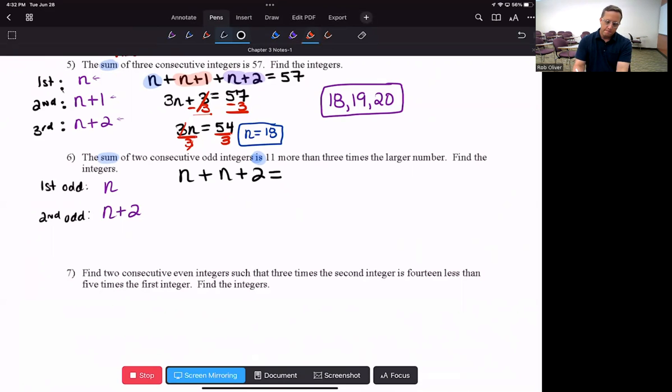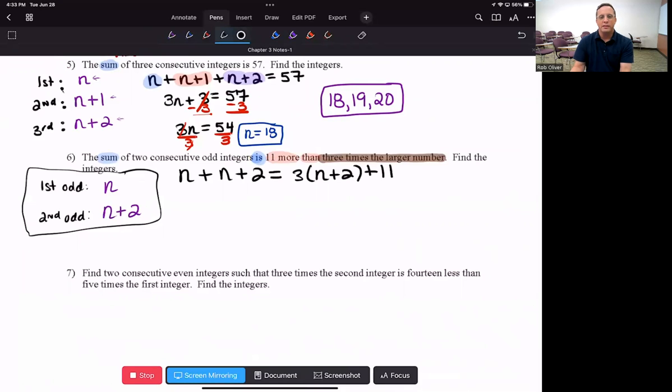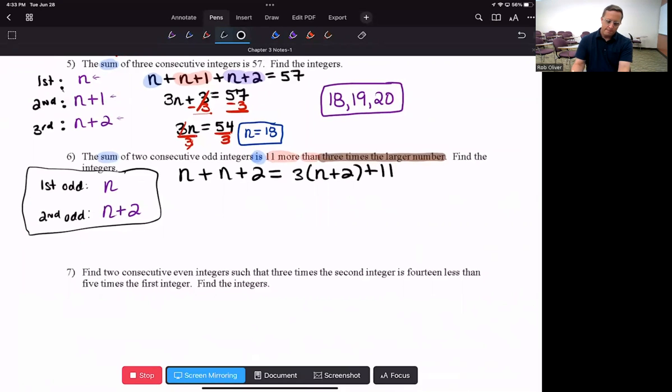11 more means we're adding 11, but it says more than, right? So 11 more than means we want to put it after. We want to change the order of that a little bit. And 3 times the larger number. The larger number between these two is represented by n plus 2. So we're going to do 3 times n plus 2 plus 11, because it says 11 more than that. And now let's just go ahead and clear parentheses.